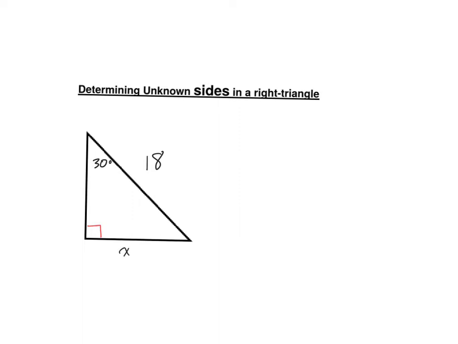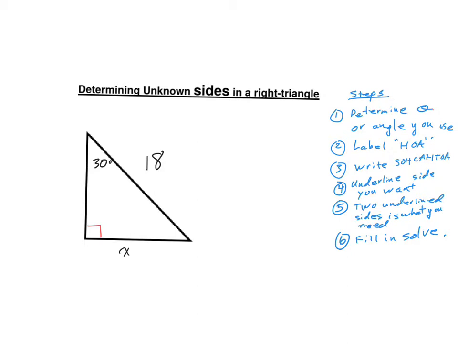So I'm going to write down all the rules to find it, and then we'll follow the instructions. Here are the steps. In order to do this, we need to determine the theta. In this case, we've already figured out that our theta is going to be 30 degrees. The next thing you have to do is label the sides of your triangle: H, there is the adjacent, and there is O for opposite.